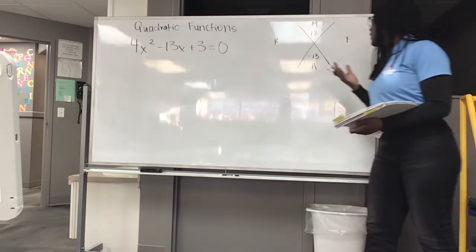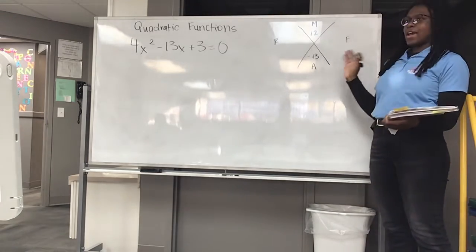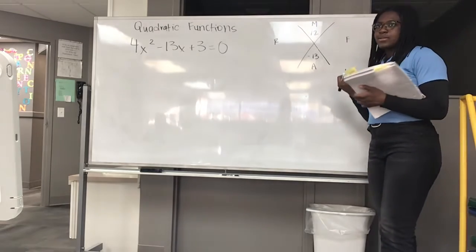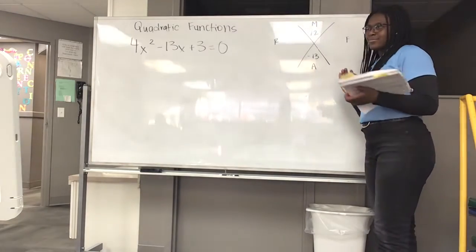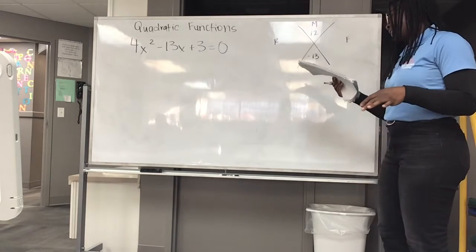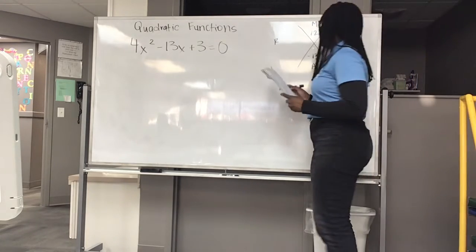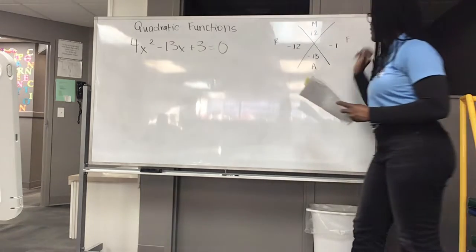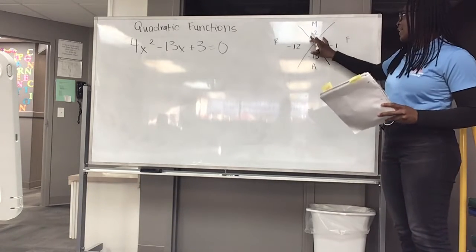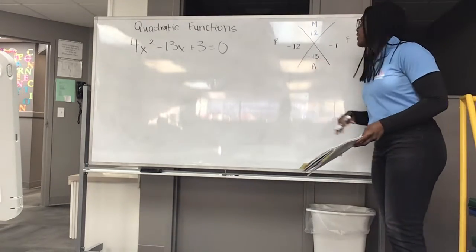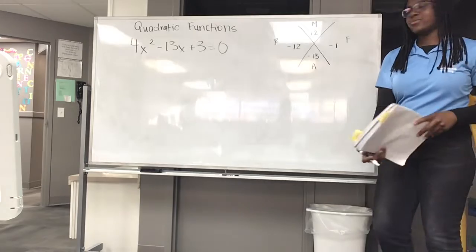Okay, so who can tell me two numbers that multiply to 12 and add to negative 13? Anyone? Okay, so actually it's negative 12 and negative 1. Those will multiply to positive 12, but they'll add to negative 13. So I'm going to do my third step, which is rewrite.